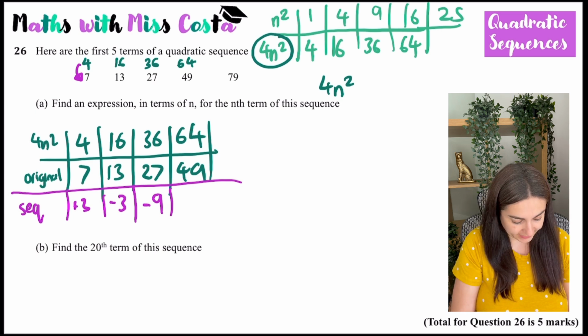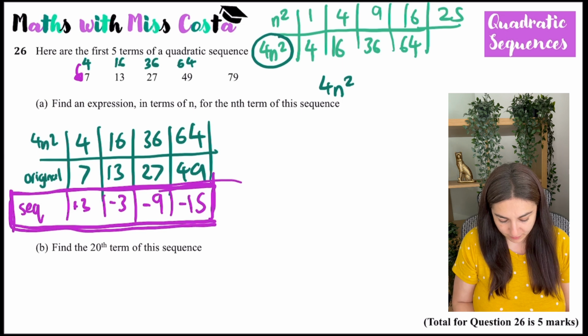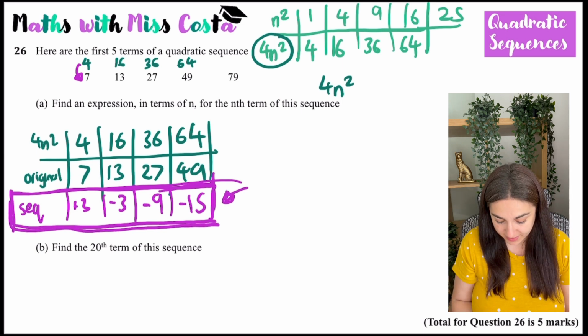And from 64 to 49, I take away 15. Okay, so then I have this new sequence that's going to tell me the next part. So I know the first part of my sequence is 4n squared, and the next part is just work out the nth term of this sequence.